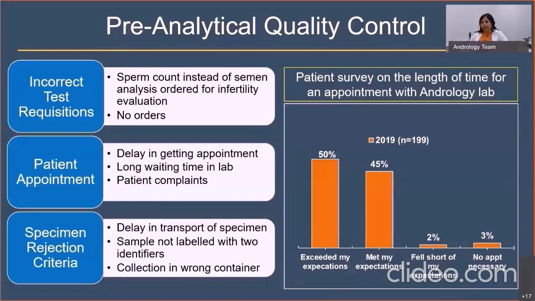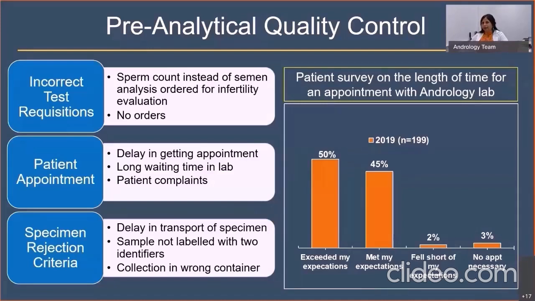The second indicator is the patient appointments. We need to monitor within our lab the delay in getting patient appointments, or whether the patient has a long waiting time in the lab. This may lead to patient complaints, so this is an important quality indicator to be monitored for an andrology lab.